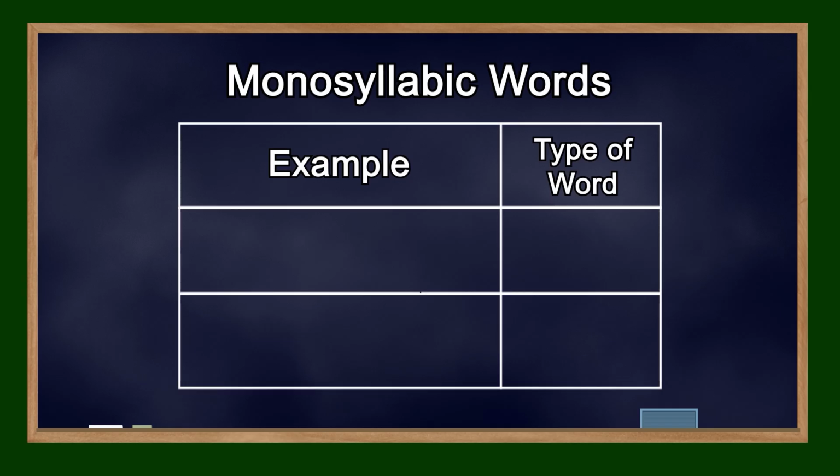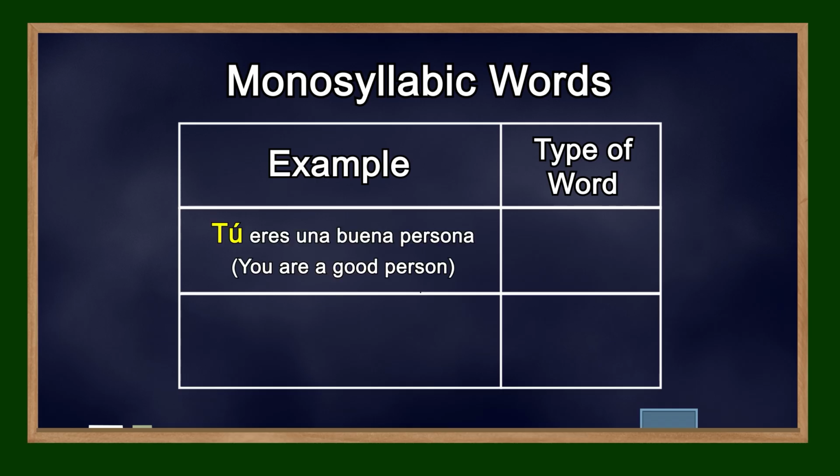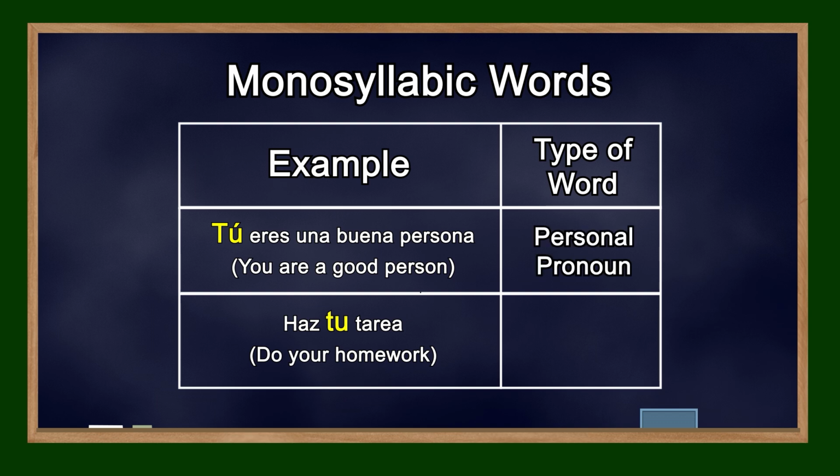In Spanish, monosyllabic words shouldn't have an accent mark. However, there are some cases in which we use a diacritic accent mark to distinguish two monosyllabic words with different meanings. For example, in the sentence, tú eres una buena persona, the word tú, a monosyllable, has a diacritic accent mark. On the other hand, in the sentence, haz tu tarea, the word tu doesn't have an accent mark at all. We use a diacritic accent mark for the word tú when it is a personal pronoun.